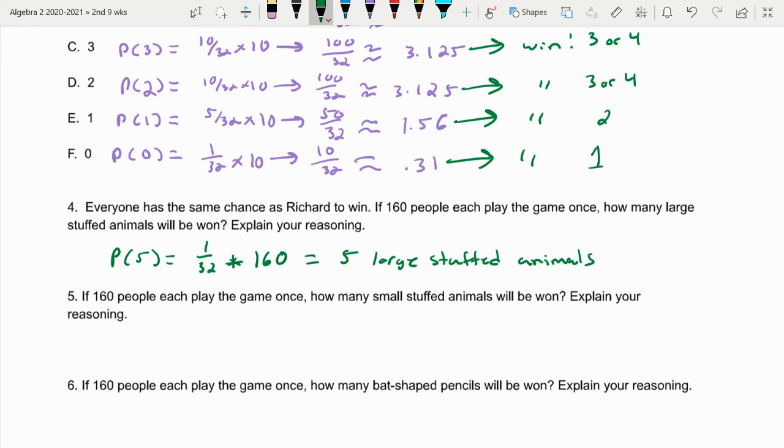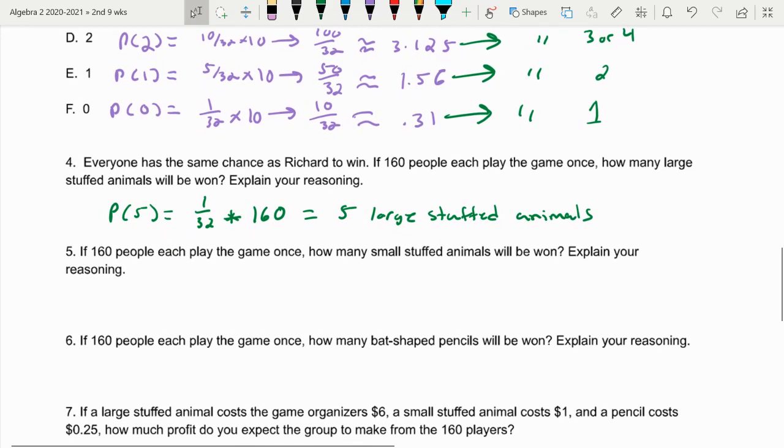Okay, so going on to number 5 here. If 160 people play each game, how many small stuffed animals are expected to be won? So with this one, a probability of 4. To hit 4 balls, right? So 160 people play, so we're going to get 10 out of 32, okay? And then we're going to add 5 out of 32, because that's where they win small stuffed animals. There's two of them there.